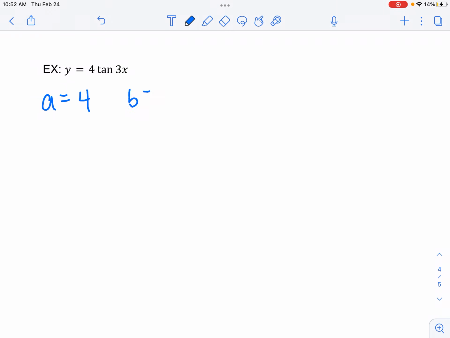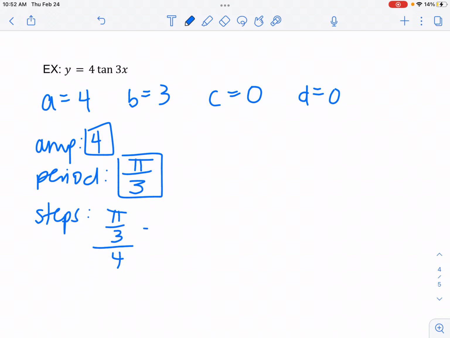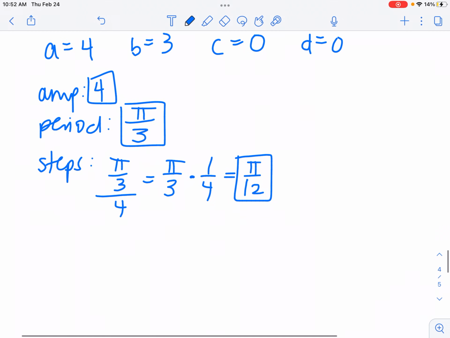A is 4, B is 3, C is 0, D is 0. Amplitude is 4. Period is pi divided by B, which is 3. My steps are my period divided by 4, or my period times 1/4. That's going to be pi, 3 times 4 is 12. Yes, it is. There's my steps.